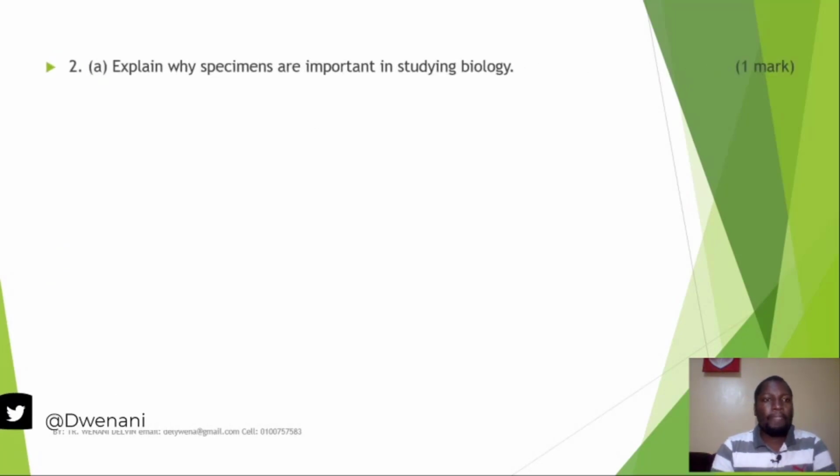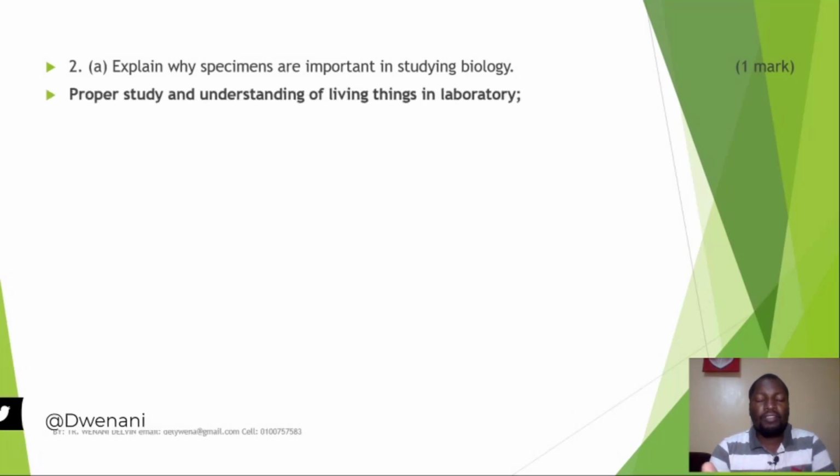Then question number 2: explain why specimens are important in studying biology. Why do we need specimens? This one is very simple: for a proper study and understanding of living things in the laboratory. A specimen is just a sample of the whole population. A specimen represents the other organisms in the population. Therefore, this will give us a proper study and understanding of those living things which are outside the laboratory.